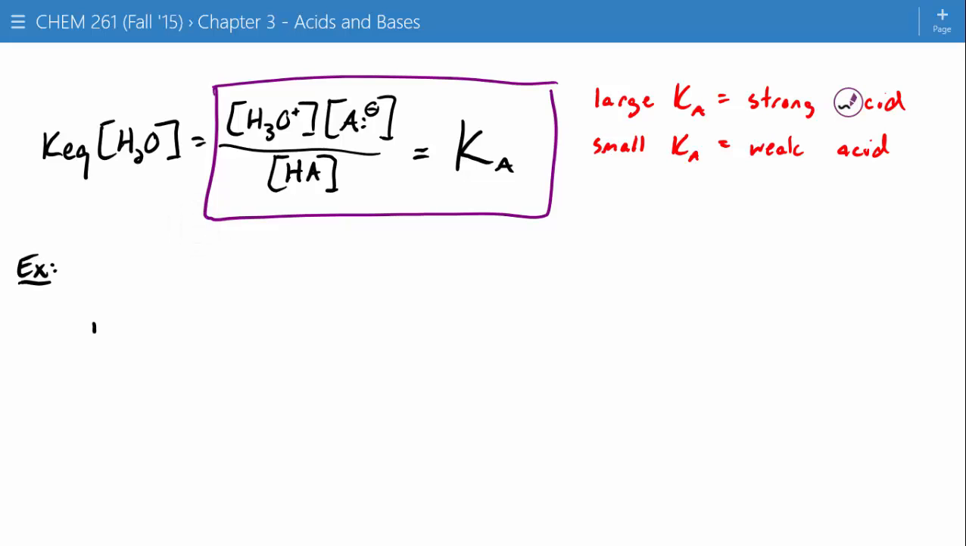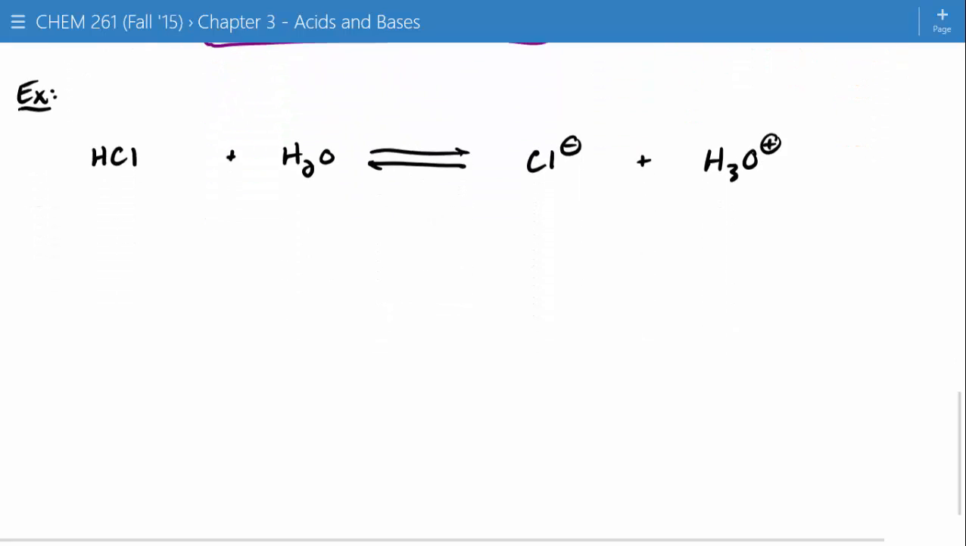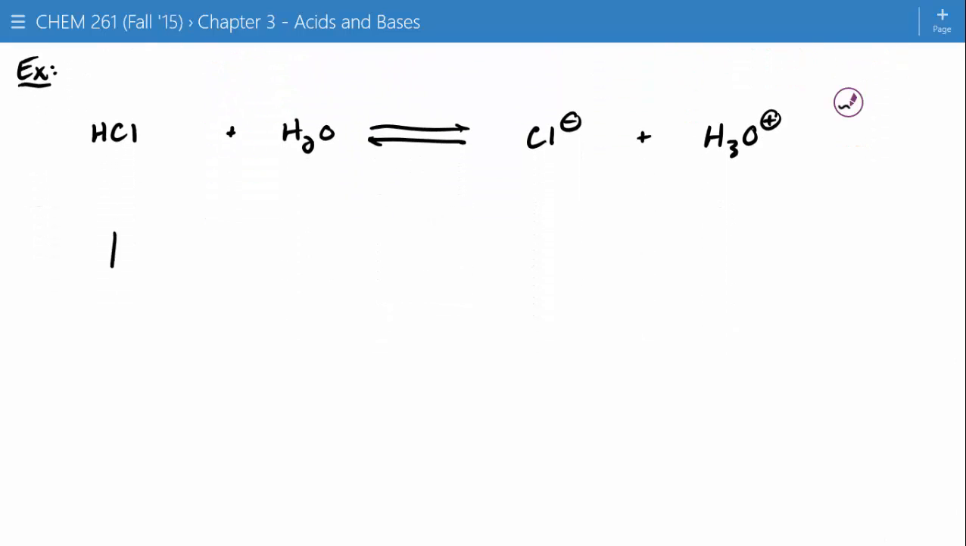All right, example 1, I've got HCl, and I'm going to combine this with H2O. This is in equilibrium with our chloride ion, which is Cl minus, plus our hydronium ion, which is H3O plus. All right, so let's write out Ka. So Ka is going to be equal to our concentration of chloride times our concentration of hydronium divided by our concentration of HCl.